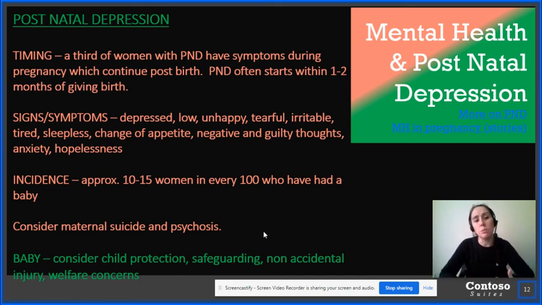So the signs and symptoms are basically the same as the signs and symptoms for depression. So the patient is feeling low and tearful, sad. They might come up with some thoughts that just aren't their normal way of behaving, way of thinking. They might say things out of the ordinary. They might display things such as not getting dressed, not bonding with the baby, not taking care of personal hygiene.